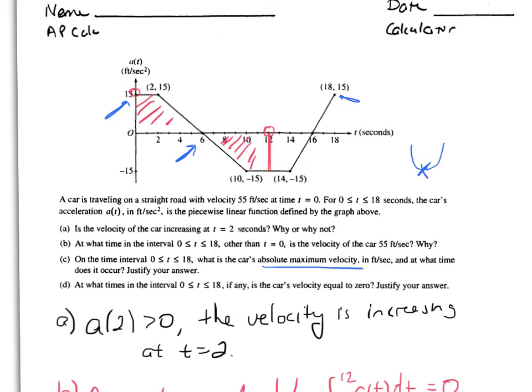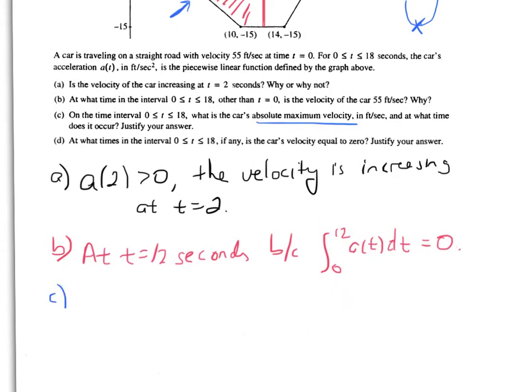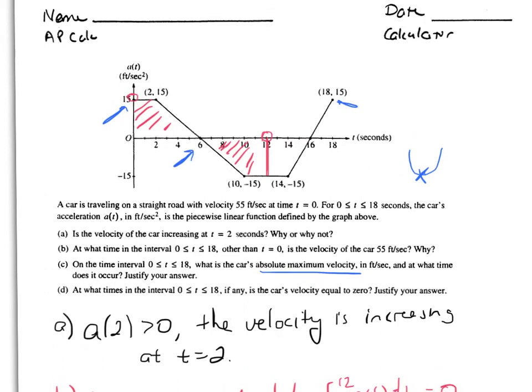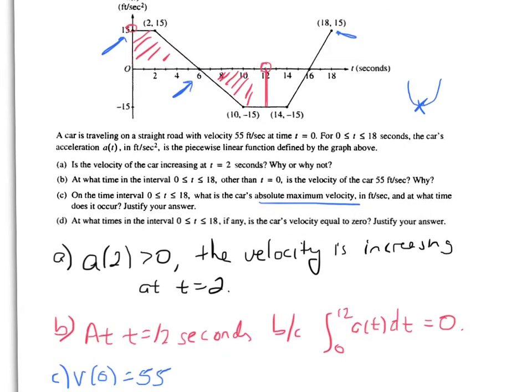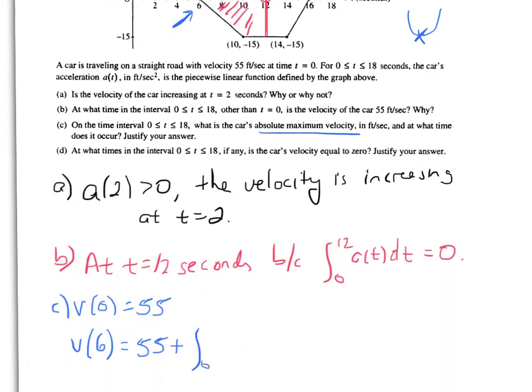So we've got to decide if the absolute max is happening at the endpoint or at t equals 6. So what do we know? We know that v of 0 is equal to 55. That was given to us in the directions. So let's try to find v of 6. Now we know that the starting point is 55, but then our velocity increases, because acceleration is positive. And we can find out how much by finding this area. So we're going to calculate the area from 0 to 6.